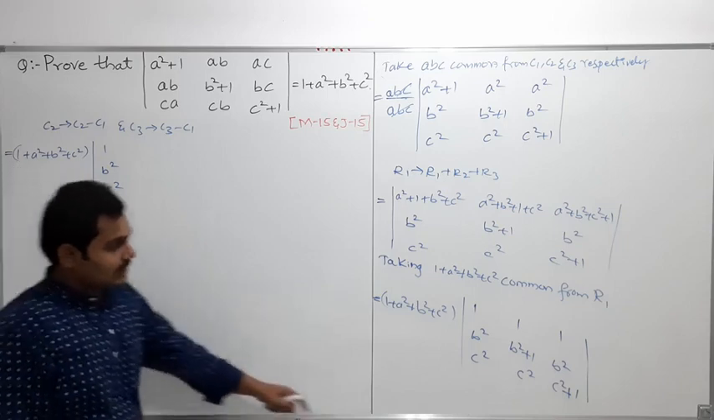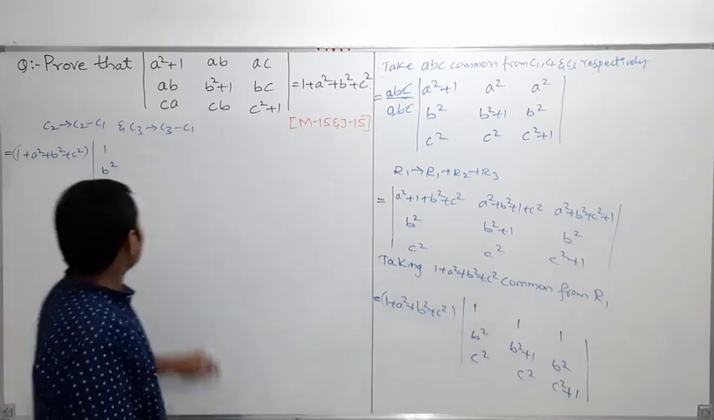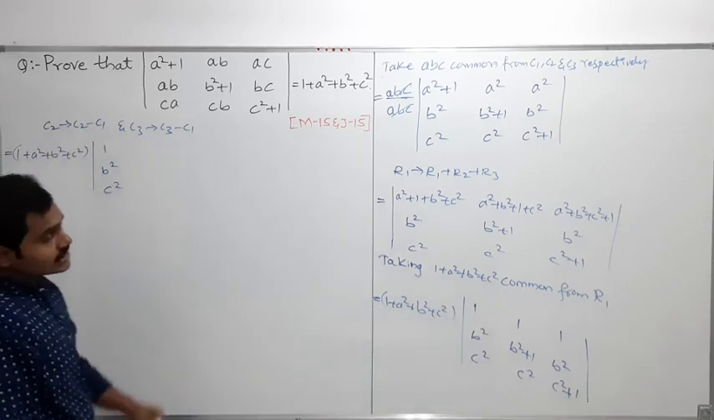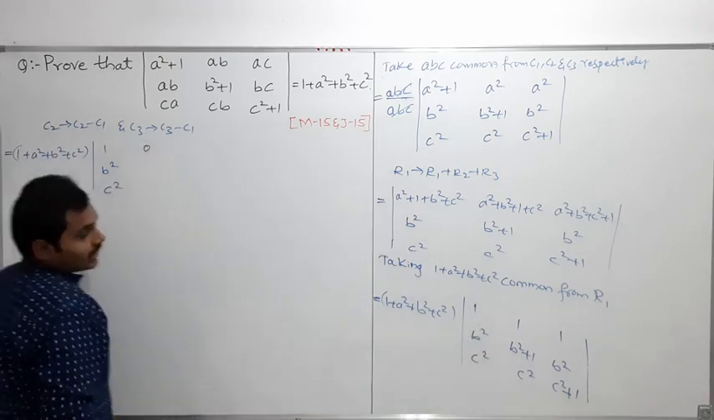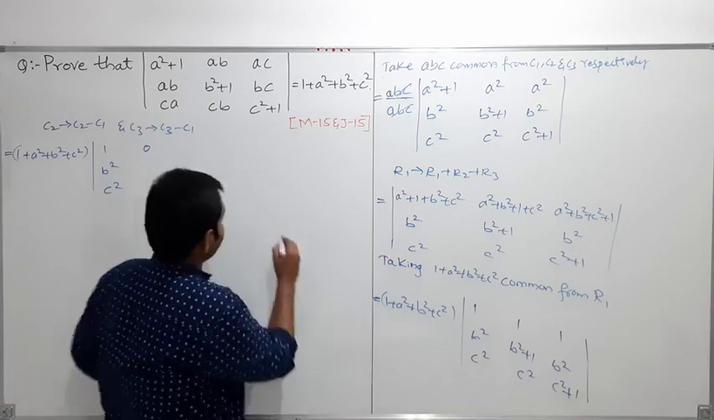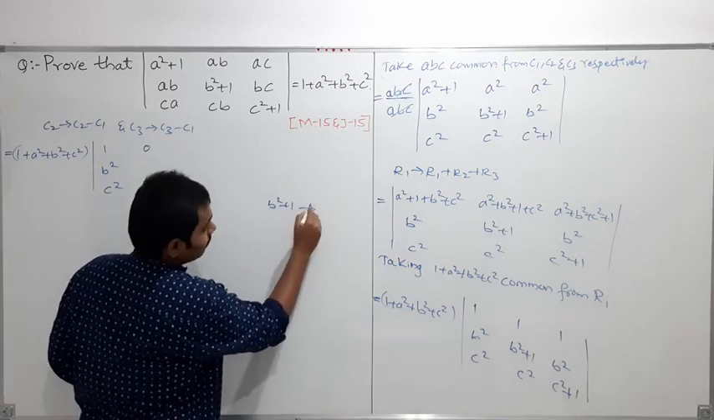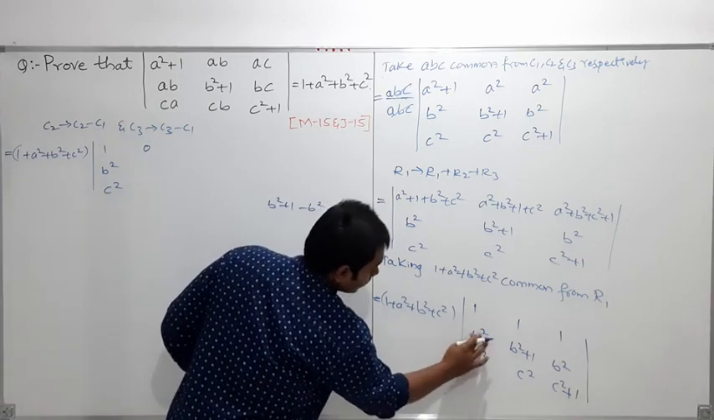Column 1 is as it is, but column 2 is changing. How is column 2 changing? Column 2 minus column 1. So this element minus this element, 1 minus 1 is 0, and next this element minus this element, b square plus 1 minus b square. Here it is.